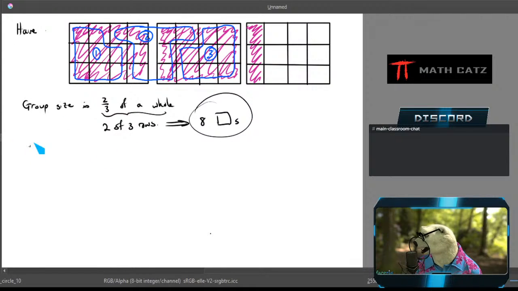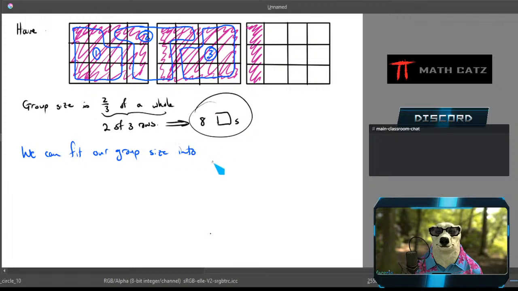So color is always going to be better. Drawing is always going to be nicer at this level. So blue, well, in a way, sure. We can fit our groups, our group size, however you want to say it, into what we have 3 whole times with 3 pieces left over.